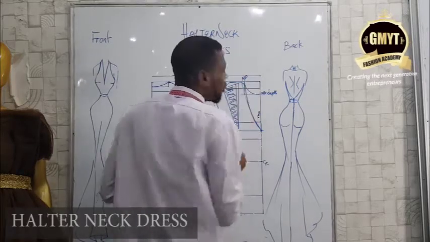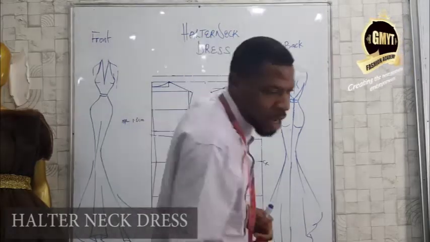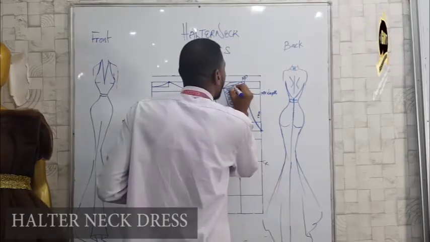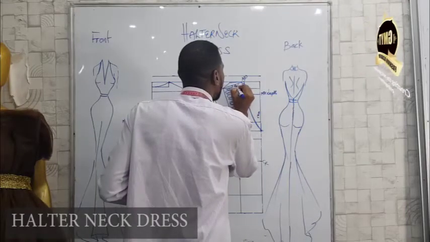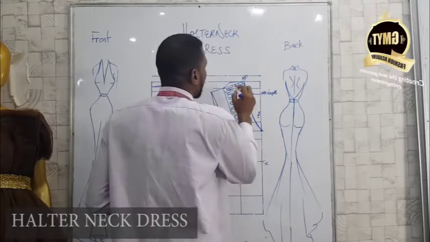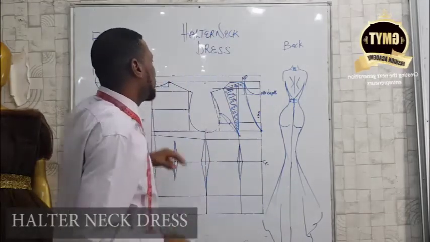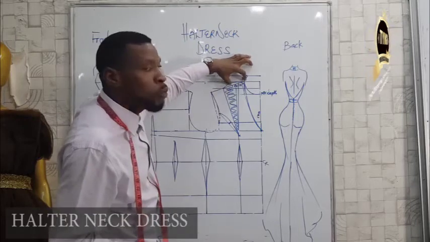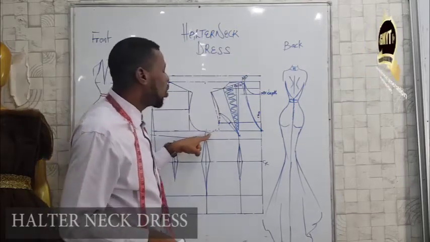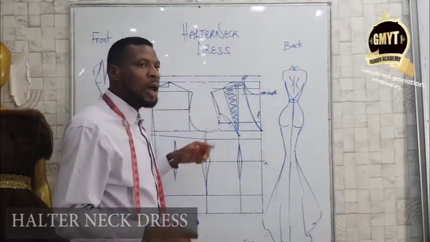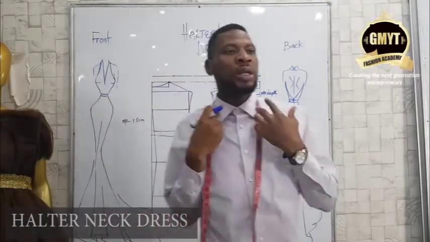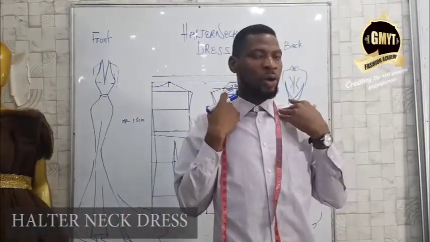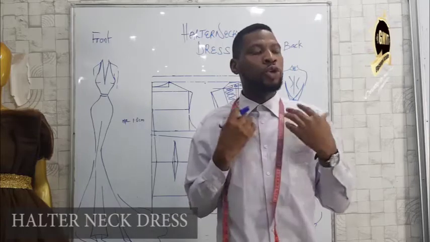So the width of this strap here is 6 cm. The width here like this is 6 cm. Now, once you have gotten that, you now need to link that strap width to the underarm of the pattern. How do I mean? Now you understand that you are doing a halter neck that has a deep V. So it's going like this.